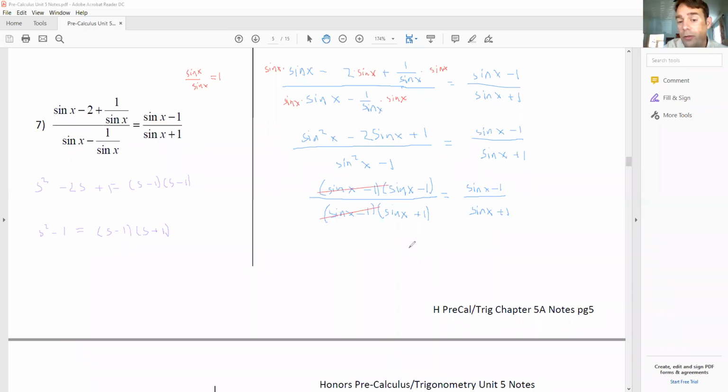And if you notice, again, there was no trig on this particular one. It was all algebra. We'll use the trig identities when we have to, but pretty much these are going to be primarily algebra.